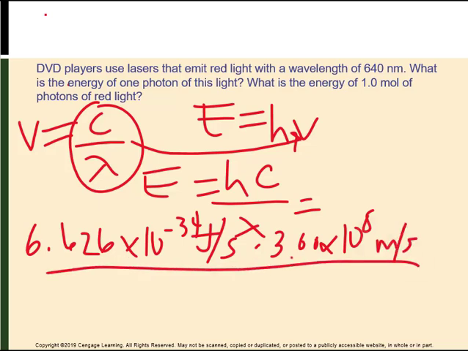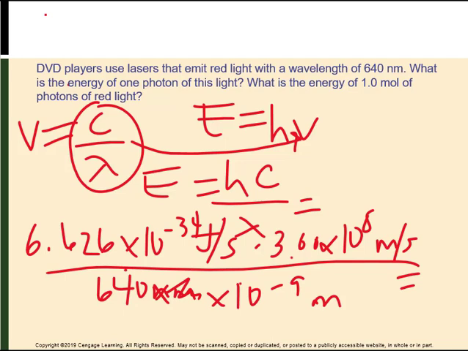And all divided by the wavelength, which is 640 nanometers. We know that a nanometer is equal to, I'm going to cross this off, times 640 times 10 to the negative 9 meters. So let's see what we get when we do this. Plug it into your calculator with me. And I got 3.1 times 10 to the negative 19.